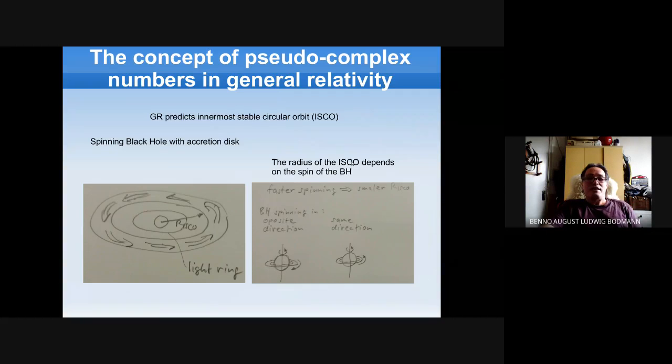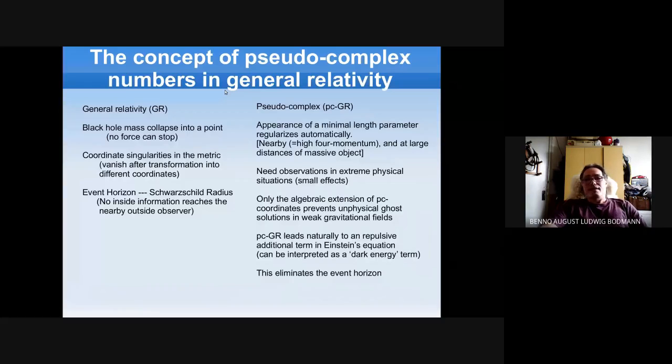The radius of the innermost stable circular orbit depends on the spinning of the black hole. So if the spinning of the black hole is faster, the smaller is the distance of this innermost stable circular orbit. I will now motivate my introduction of the algebraic extension with the pseudo-complex numbers.